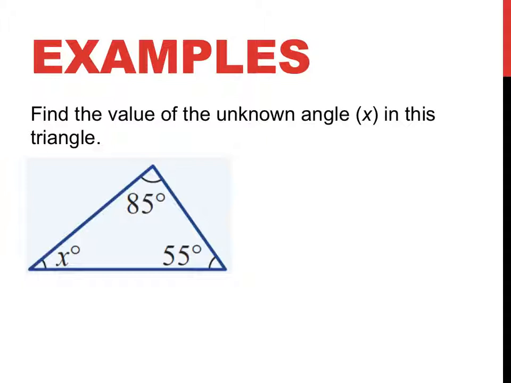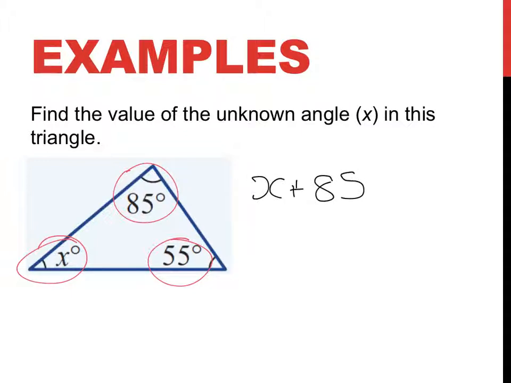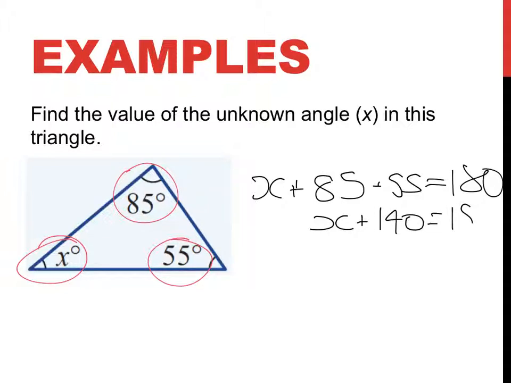Okay, so I know the angle sum of a triangle is equal to 180. So 1, 2, and 3 equal 180. x plus 85 plus 55 equals 180. Okay, let's just solve it like we would any equation. x plus, what's 85 plus 55? 85 plus 55, 100, 140, equals 180.